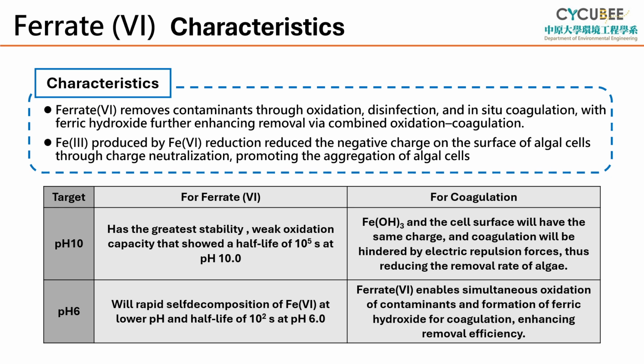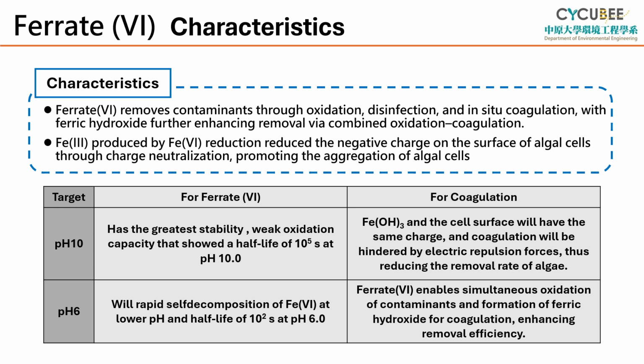Okay, now I'm going to report about ferrate(VI) characteristics. Ferrate(VI) removes contaminants through oxidation, disinfection, and in situ coagulation with ferric hydroxide, further enhancing removal via combined oxidation and coagulation. Also, the Fe(III) produced by ferrate(VI) reduction reduces the negative charge on the surface of algal cells through charge neutralization, promoting the aggregation of algal cells.